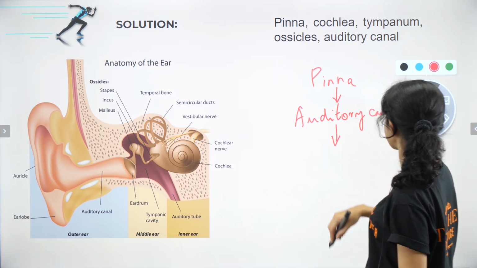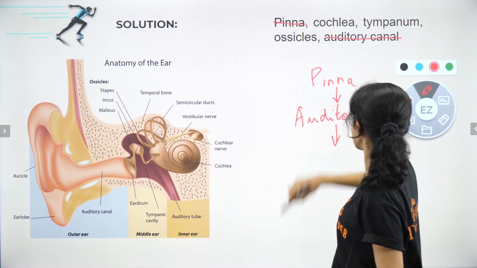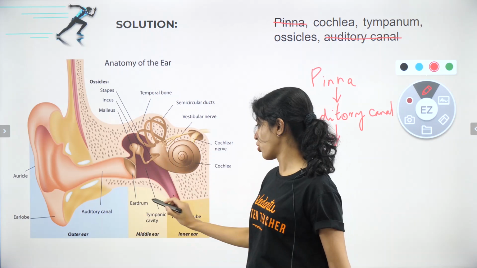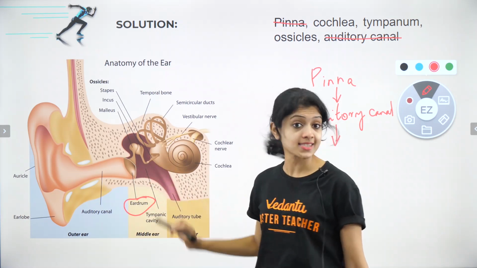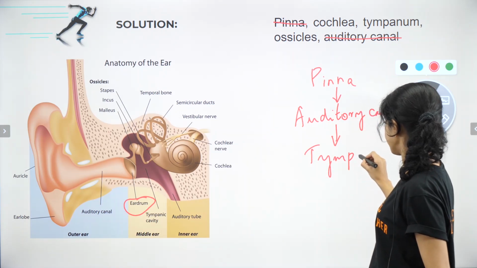What do you think would come next? Yes, among what is given now, this is done, this is done. The tympanum or the eardrum. Okay, right there. Tympanum follows the auditory canal. So tympanum.